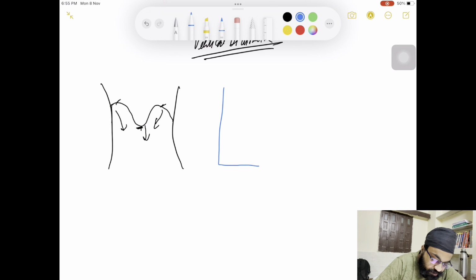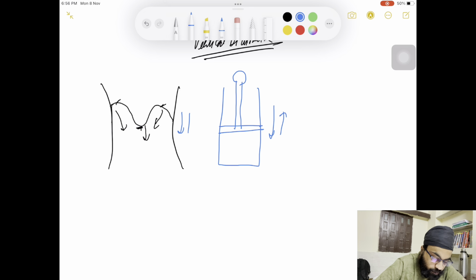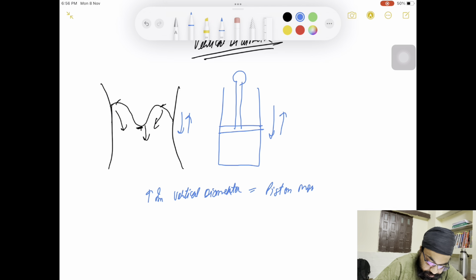This movement of the diaphragm can be compared with the movement of a piston. All of you must have seen a piston move up and down like this. It has a handle, it moves up and down, up and down. In the same way the diaphragm moves down in inspiration and up in expiration. That is the elastic recoil, and that's why expiration is passive in nature. So this increase in vertical diameter is compared with piston movement.